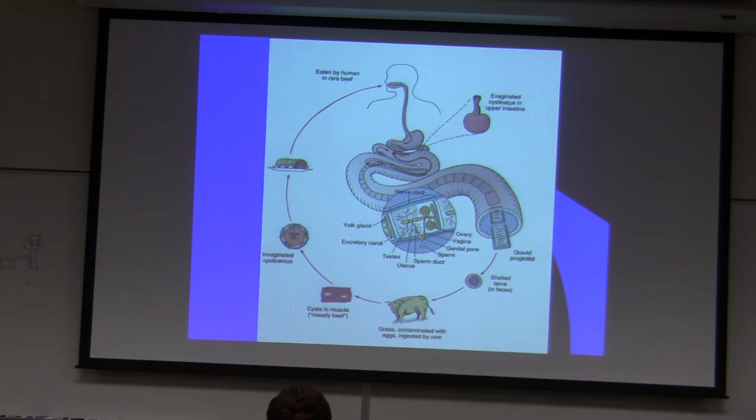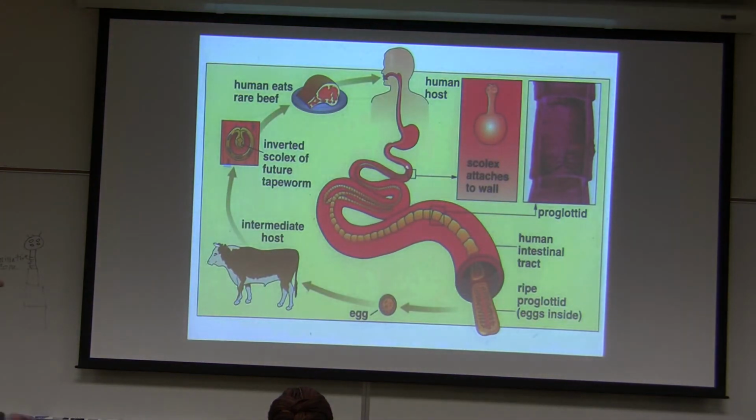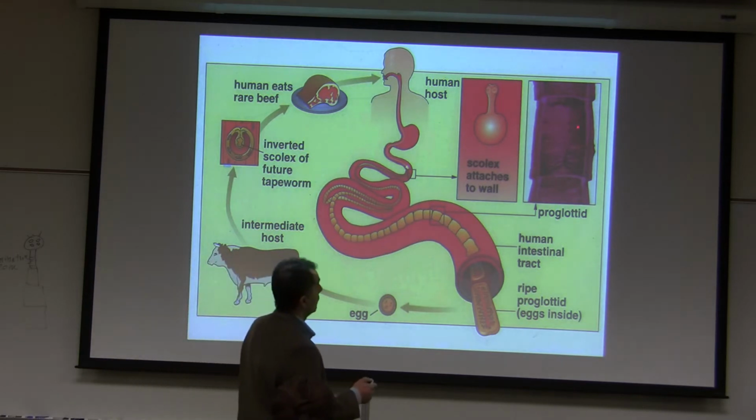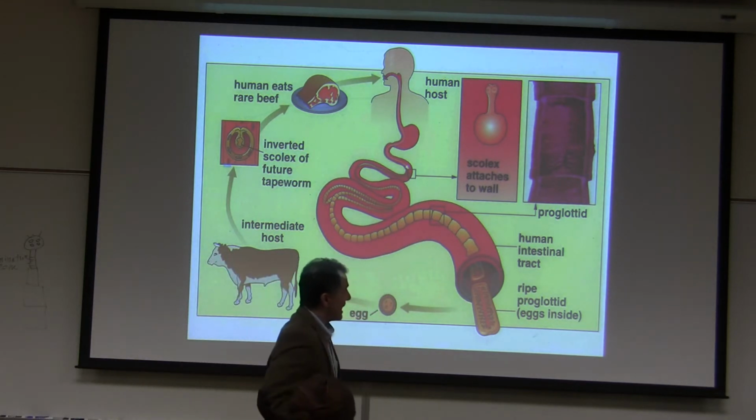Okay, I hope I'm making some sense. Here we go again. That's another picture of the life cycle. I'll put it up for you. It's showing the cysticercus in the beef, and right here is a real picture of it. You don't have to know this.